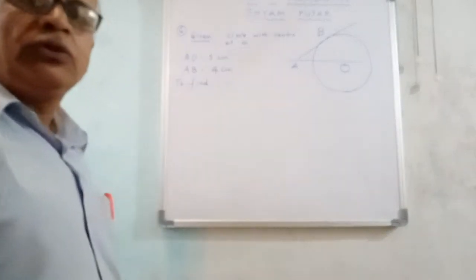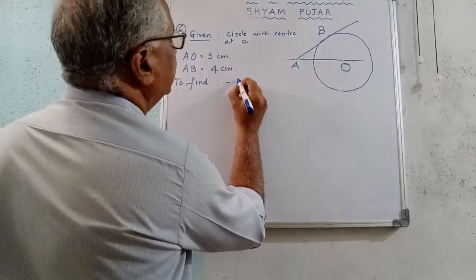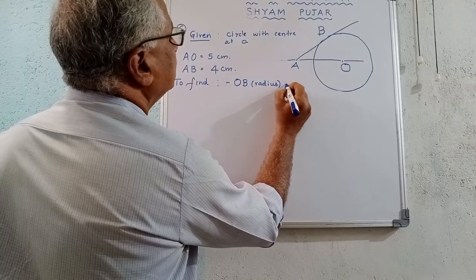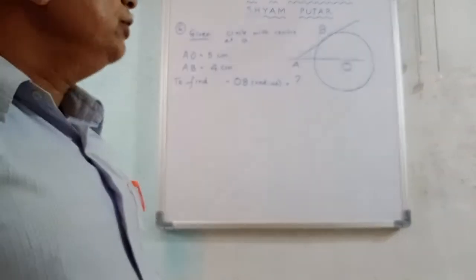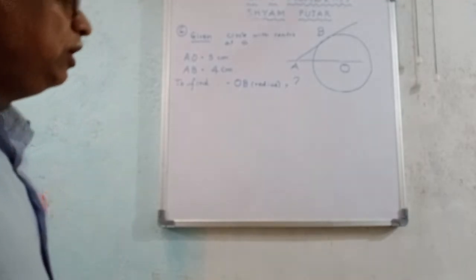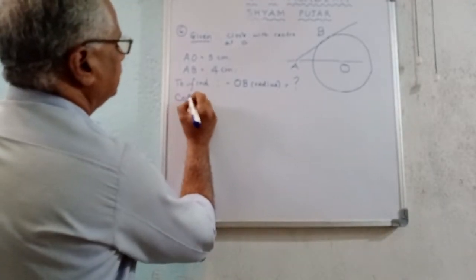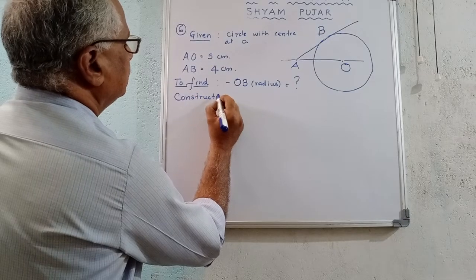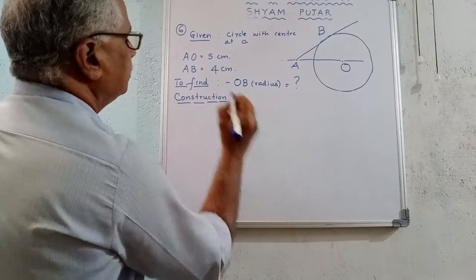To find. What do they want us to find? They want us to find the radius of the circle. Which is the radius here? OB is the radius. So we need to find what is OB. So we'll have a small construction here. What is that small construction? We will join OB.